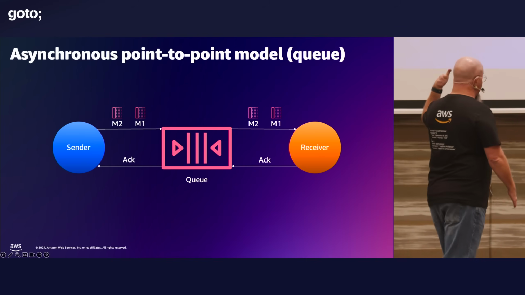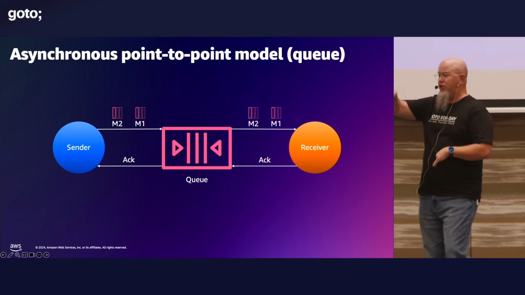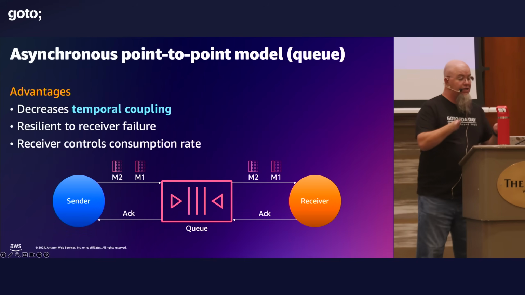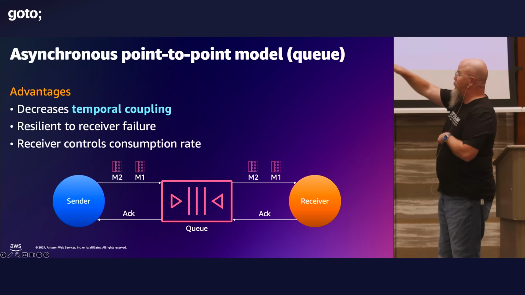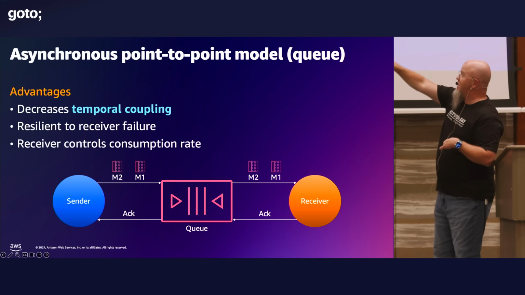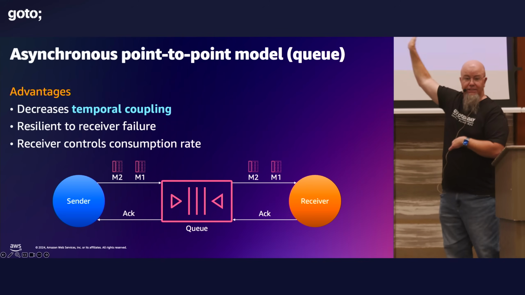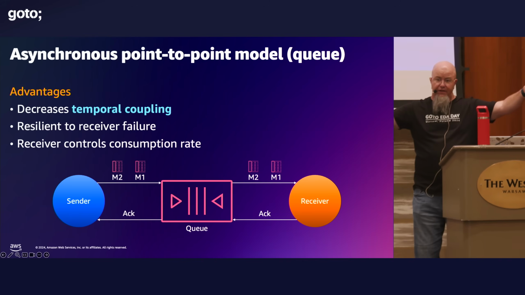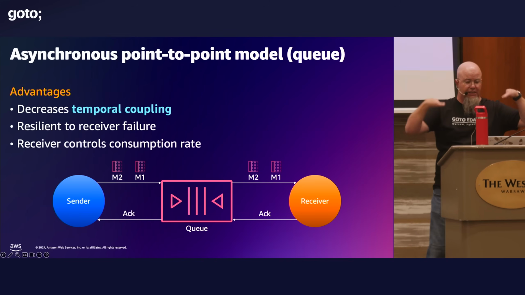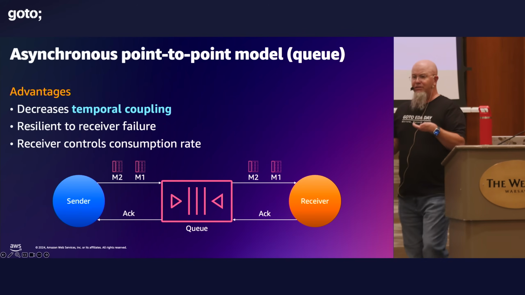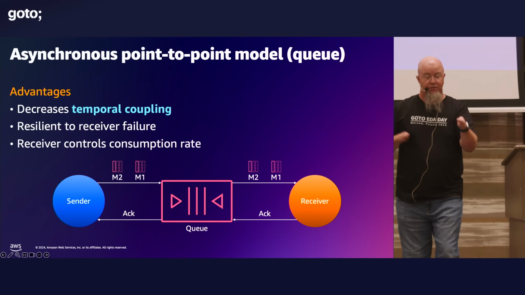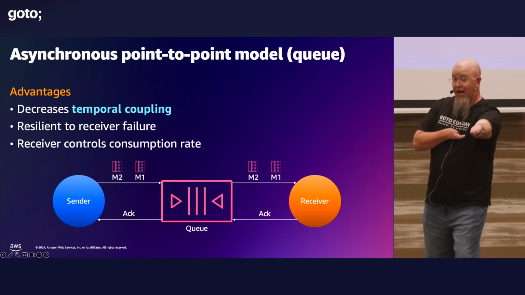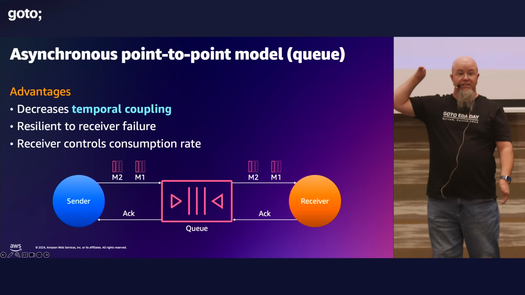So when we look at this pattern, what we've done here is we've dropped a queue in the middle of our sender and a receiver. And the advantage to this is, number one, it's going to decrease that temporal coupling, right? The sender is no longer dependent on the receiver. The only thing it's depending on is the queue. And the queue is built to handle failure. It's redundant. It's built to handle that. And the queue's job is simply to acknowledge the request. So in this pattern, the sender says, "Hey, do this." The queue says, "Hey, I got your request."